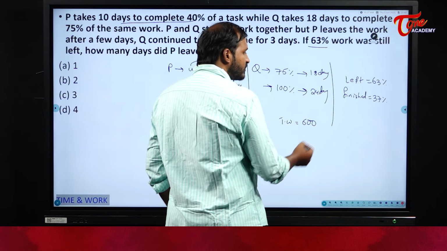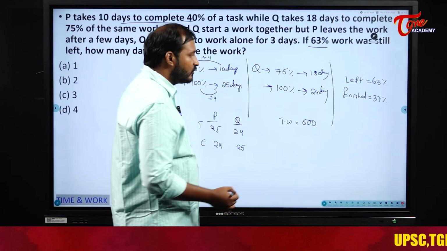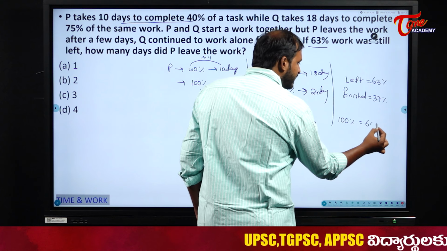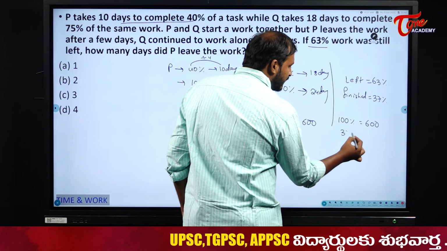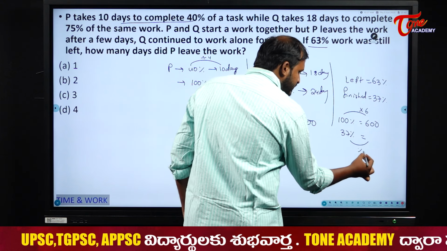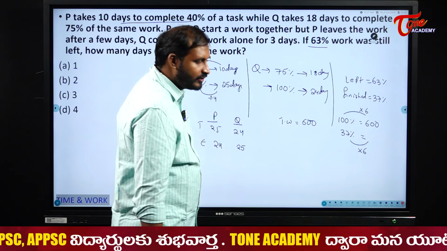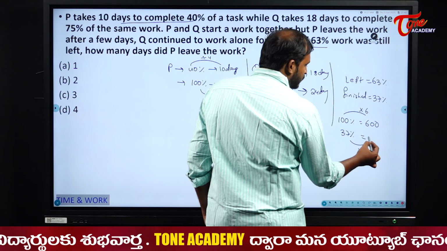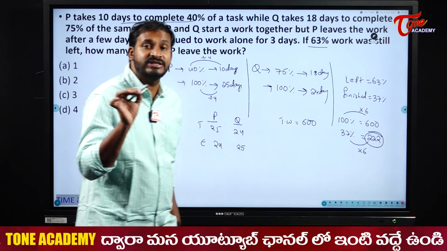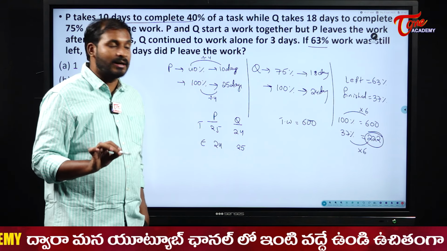So total work is how much for me here? 600. Total work, that is 100% of work, is how much? 600. That means they finished what percent of work? Just 37% of work. 100 into 6 is 600, right? So 37 into 6. 180 plus 42. What does it become? 222. That means working together, they finished how much work? Just 222 work, not the complete work here.